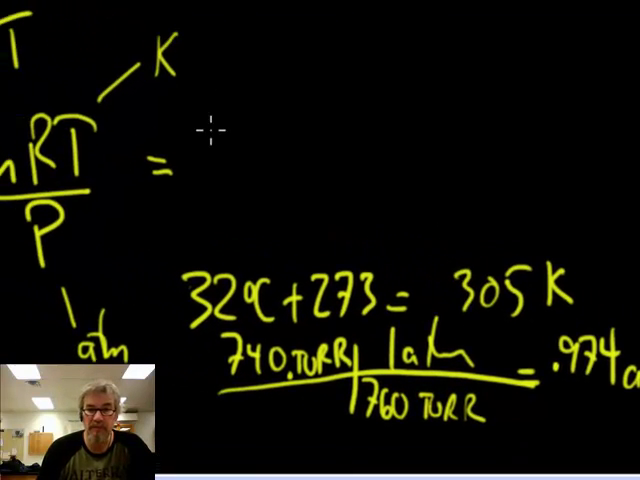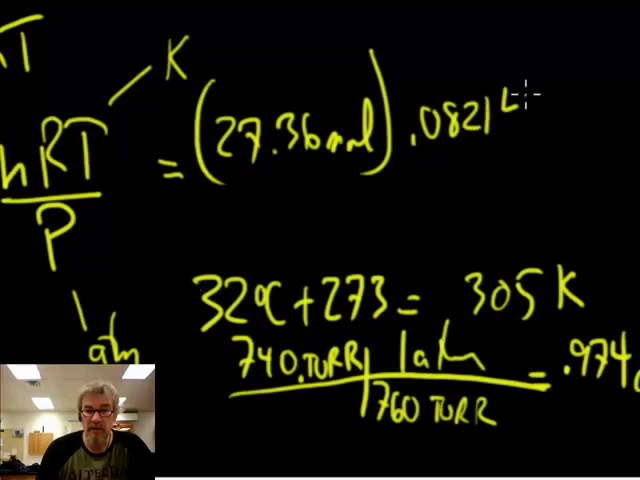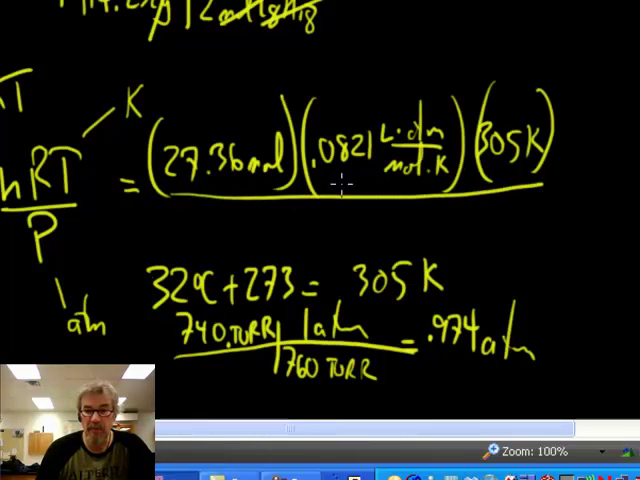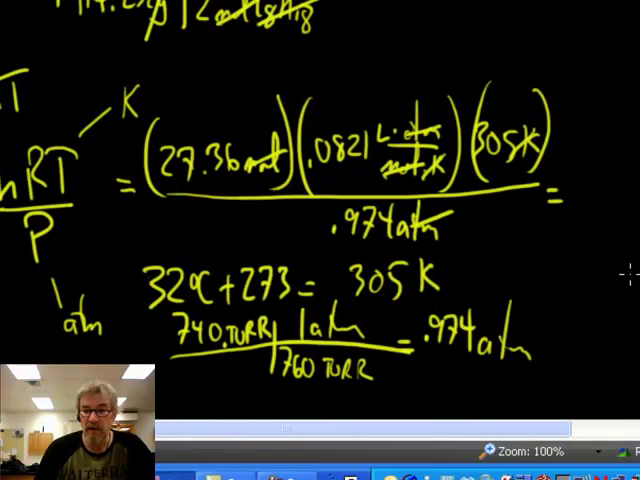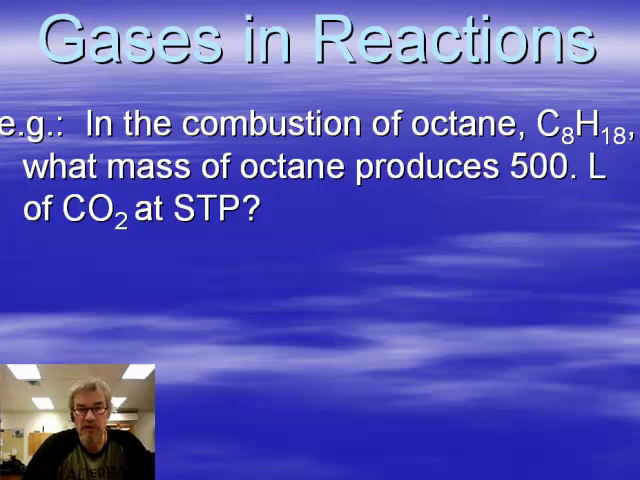So now I'll just finish this off. n is 27.36 moles. R is always 0.0821 liter atmospheres per mole Kelvin. Our temperature, we just found out, is 305 kelvins, and that's all divided by our pressure in atmospheres, which is 0.974 atmospheres. Unit-wise, everything goes away except liters. Atmospheres cancel there, kelvins there, moles there, and we get a volume in liters. The answer is 703.